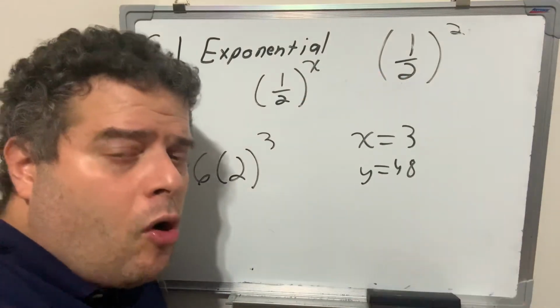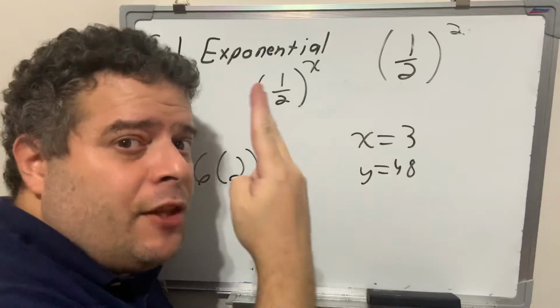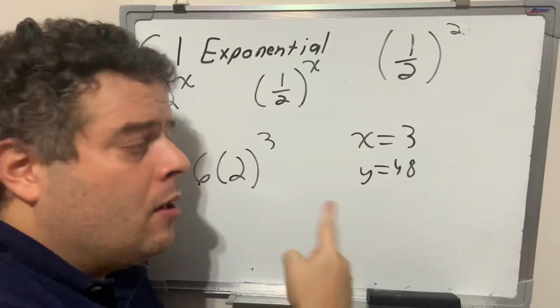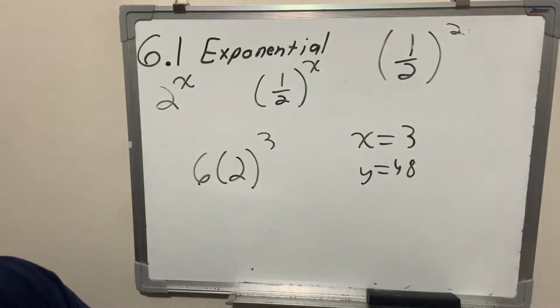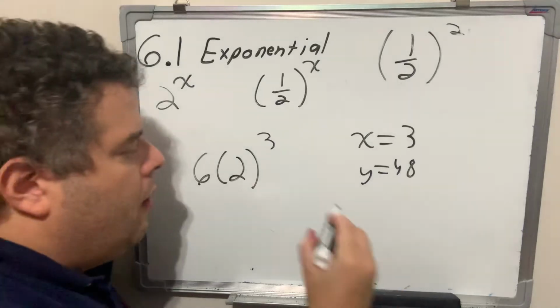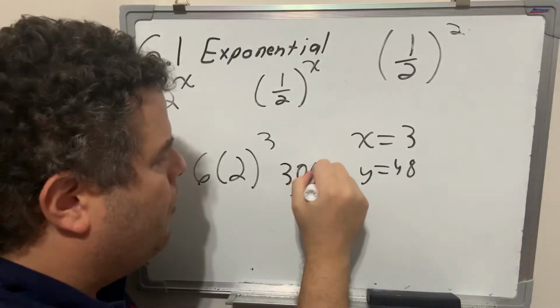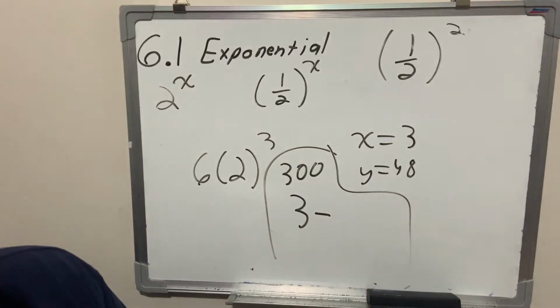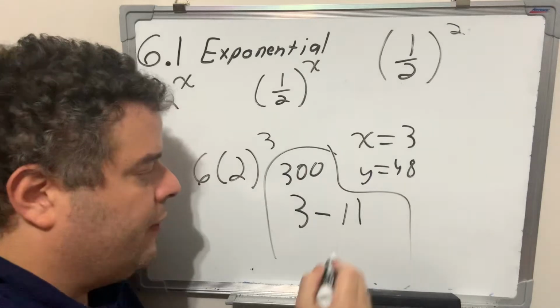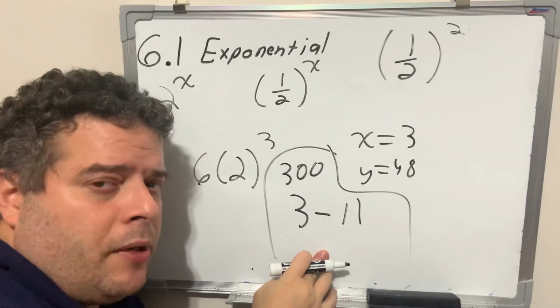Now, in today's homework, you do have to graph. I do want to see the graphs I will assign. The homework is actually 3 graphs. From page 300, exercises 3 to 11. This includes 3 graphs. 2 are exponential growth, 1 is exponential decay.